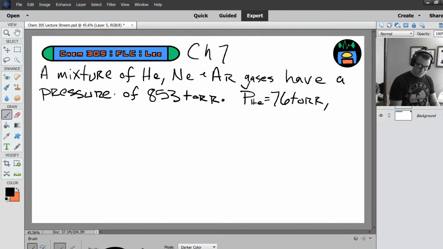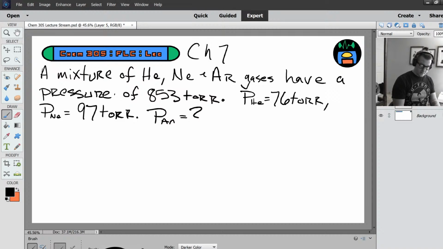We're also told that the partial pressure of neon is 97 torr. And we're asked to find the partial pressure of argon. All right. Now, anytime you deal with a problem, sorry, this R looks like an N.